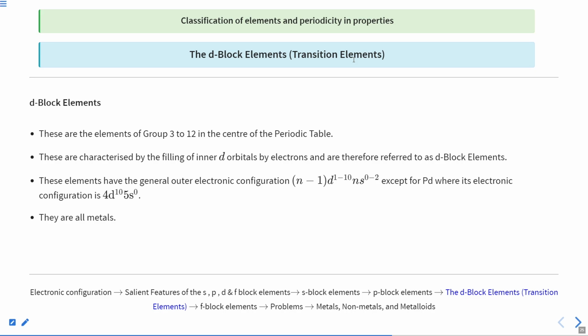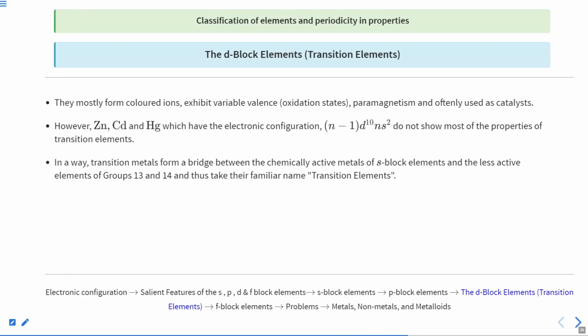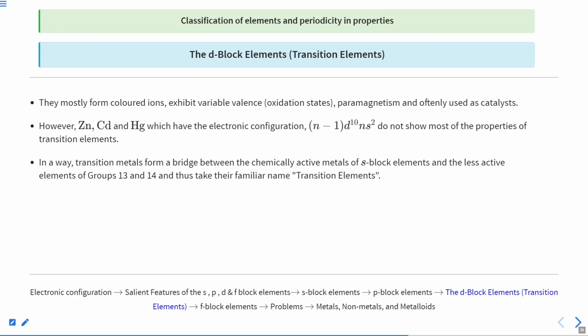As we move on, d block elements start from group 3 to 12, and they are characterized by the filling of d orbital. Exceptions are palladium, in which the s orbital is not filled, which is 4d10 5s0. They are all metals. They mostly form colored compounds and have catalytic properties, whereas zinc, cadmium and mercury don't have any. They are not considered as d block elements because they do not have completely filled d orbitals.